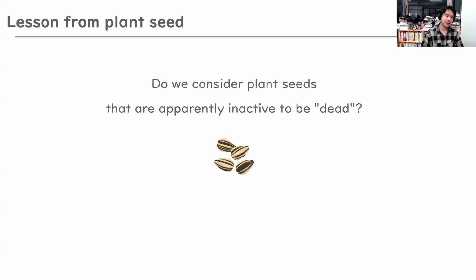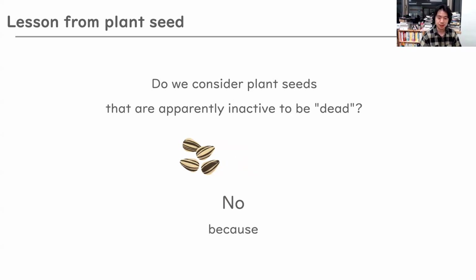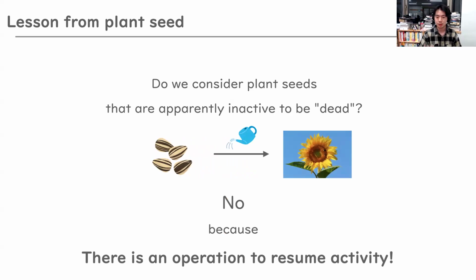So I think the lesson from the plant seed would be very helpful to think about how we should define death. So the question is, do we consider plant seeds that are apparently inactive, so not growing, to be dead? We don't call it a dead body, because we know that there's some operation that resumes the activity, right? Which is putting the seed onto some soil and giving some water, etc. So what was lacking in the previous argument was probably the viewpoint of control.